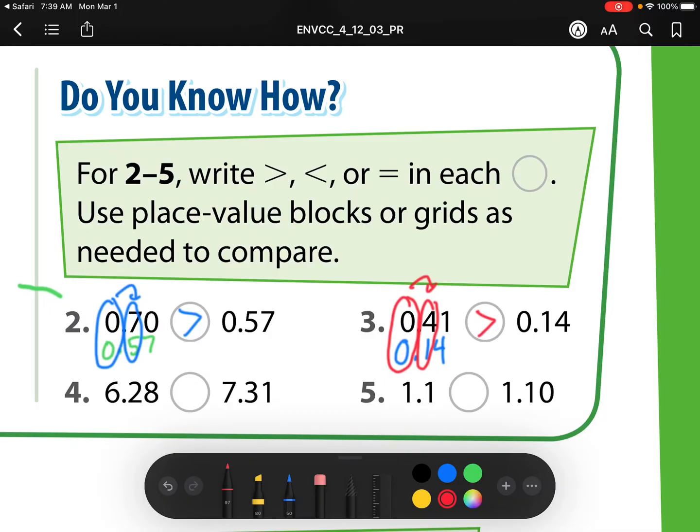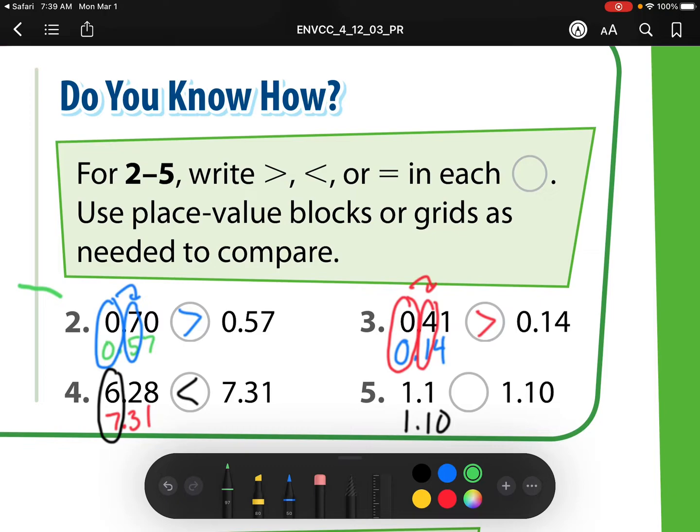Now for number 4. Again, always line up those decimals. Wow, we don't even need to go past the decimal because $6 is smaller than $7. So $6 is less than $7. And our last one, we line up those decimals.